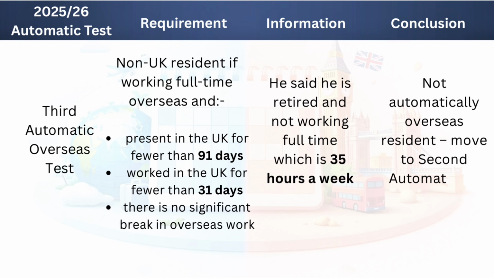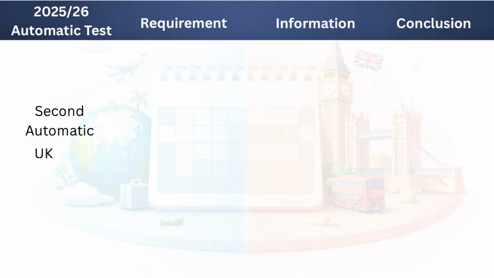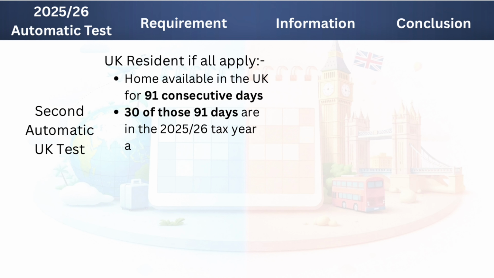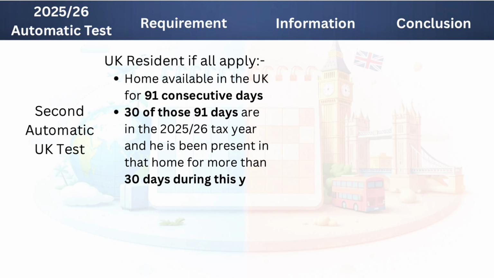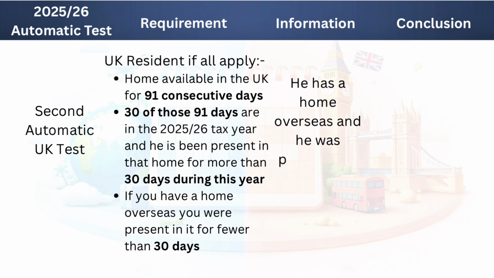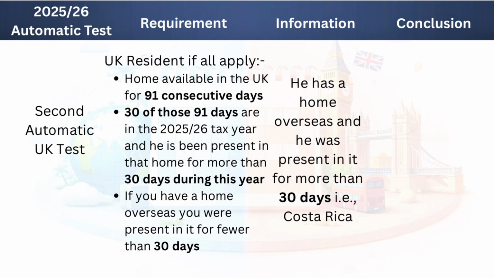Move to the second automatic UK test. The second automatic UK test is: UK resident if all apply. A home available in the UK for 91 consecutive days, 30 of those 91 days are in the 2025-26 tax year, and he's been present in that home for more than 30 days during this year. If you have a home overseas, you were present in it for more than 30 days. The information we have is that he has a home overseas, in Costa Rica, and was present in it for more than 30 days. The conclusion is not automatically UK resident.